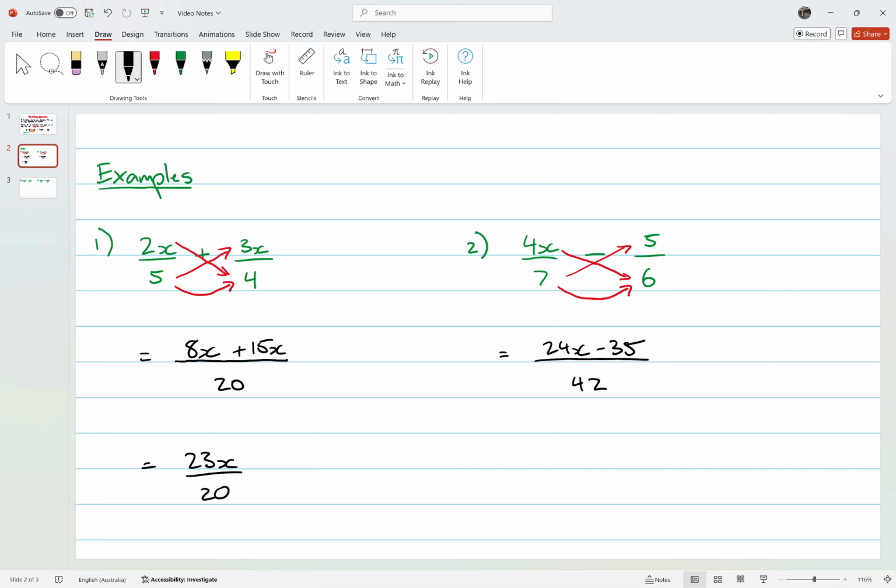And that there are no common factors between 24, 42, and 35. So that's actually our answer. We can't simplify that any further. So just by doing the Smiley Sam, that's the end of the question.